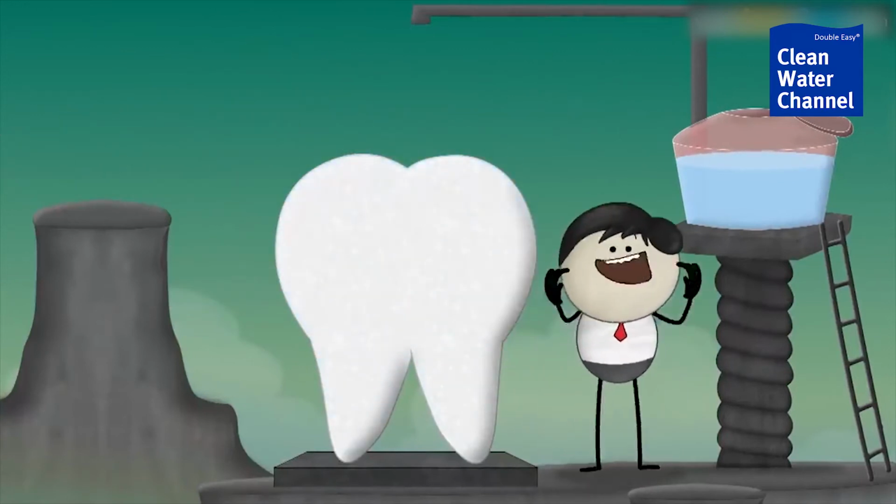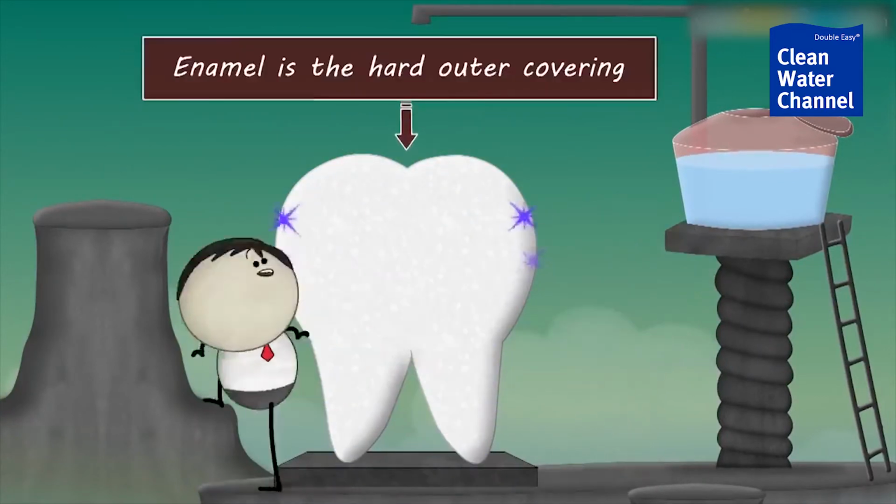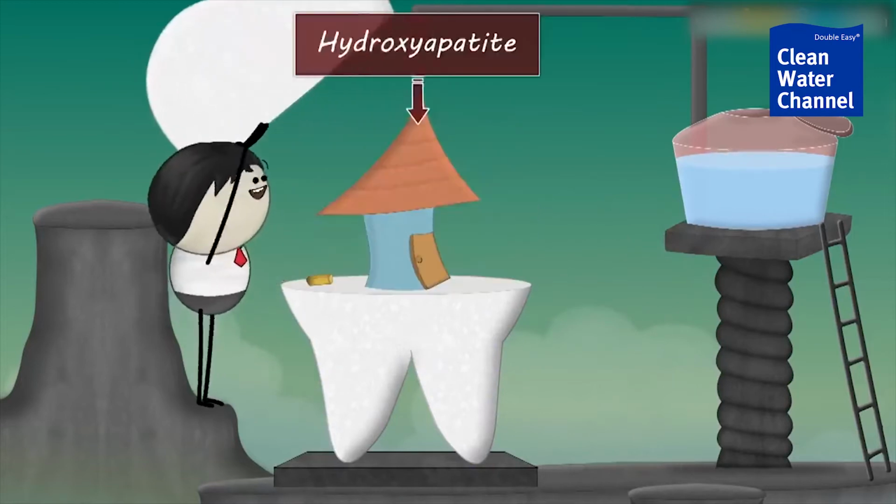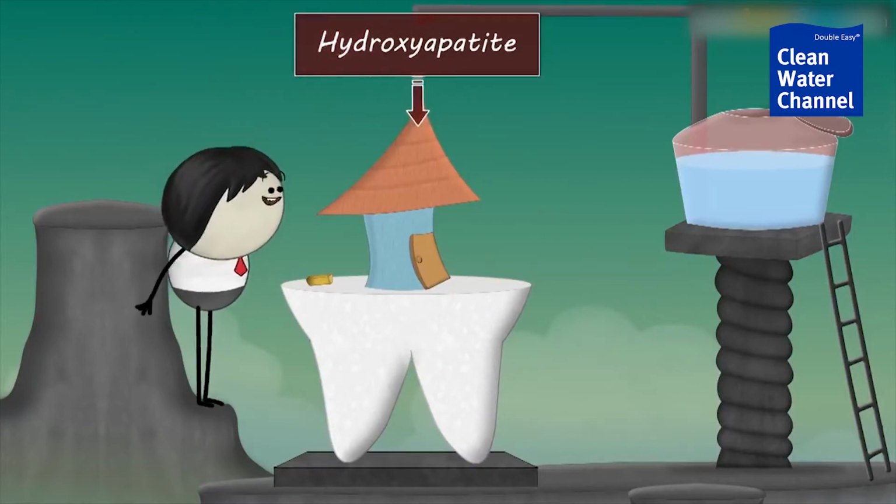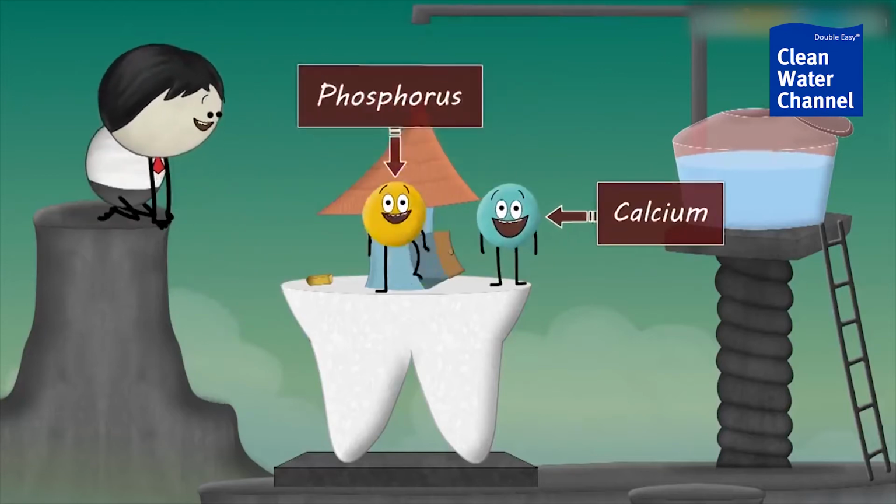Oh. But how? Enamel is the hard outer covering of our tooth. It is primarily made up of hydroxyapatite. Hydroxyapatite is a compound of calcium, phosphorus, and hydroxide.